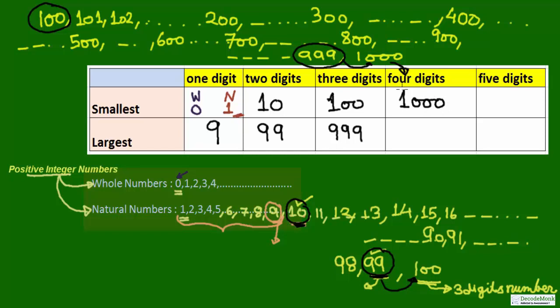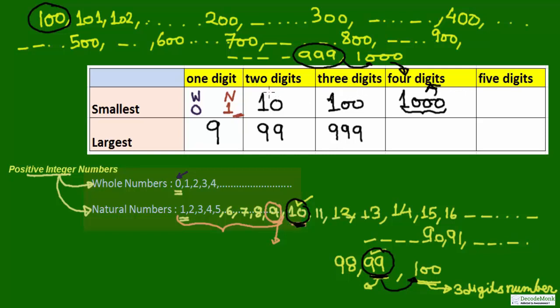By similar logic, the smallest four digit number will be 1000. The smallest four digit number will start with 1, and there will be three zeros to make the whole number a four digit number. The smallest three digit number starts with 1 and adds two zeros to make it a three digit number, and the number is 100.